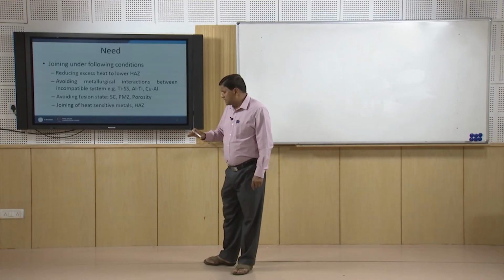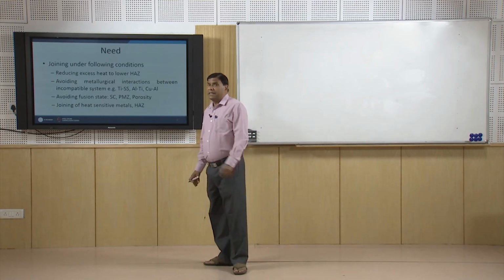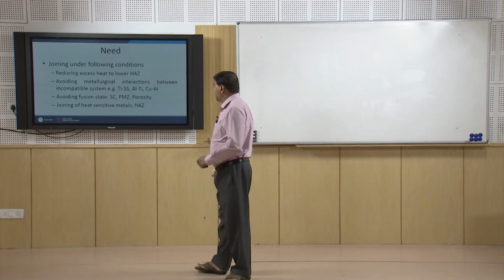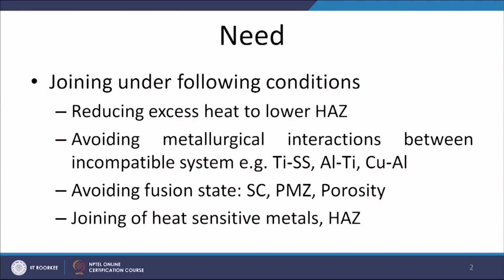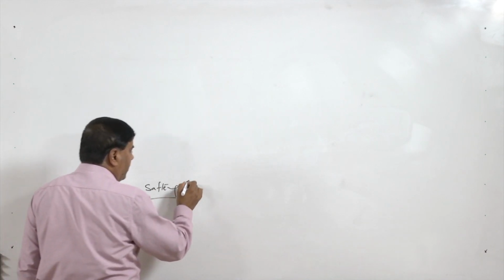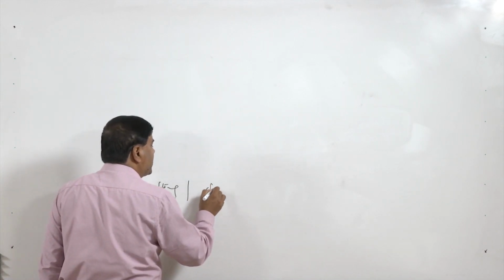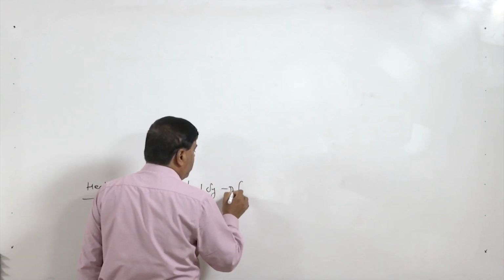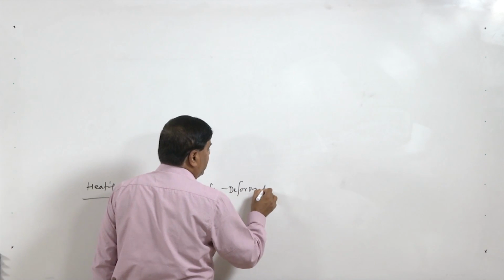So, this is what has been summarized here. What is the need of going for solid state joining processes? Since solid state joining processes involve just heating, which is not necessary, but if at all heating is there, it is just for softening purposes, so that the yield strength of the metal can be reduced and the deformation can be facilitated.